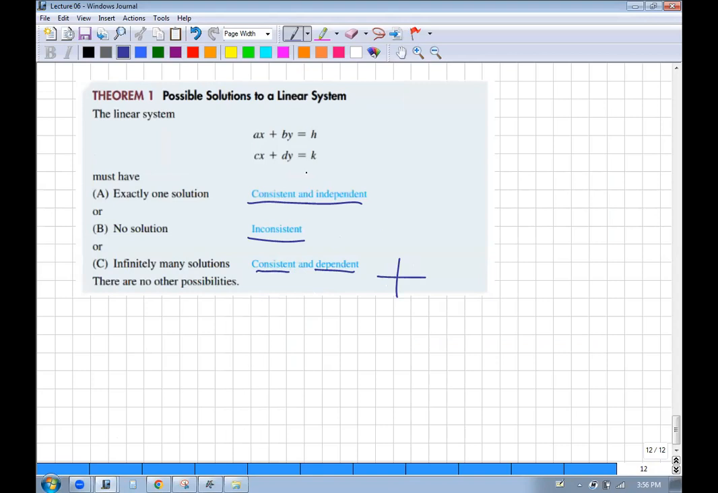So this is the one where the lines are the same, right? This one is where the lines are different and intersect. And this one is where the lines are parallel.